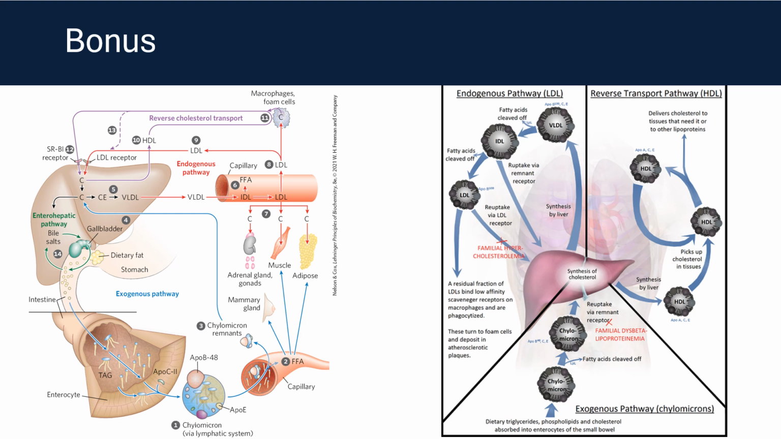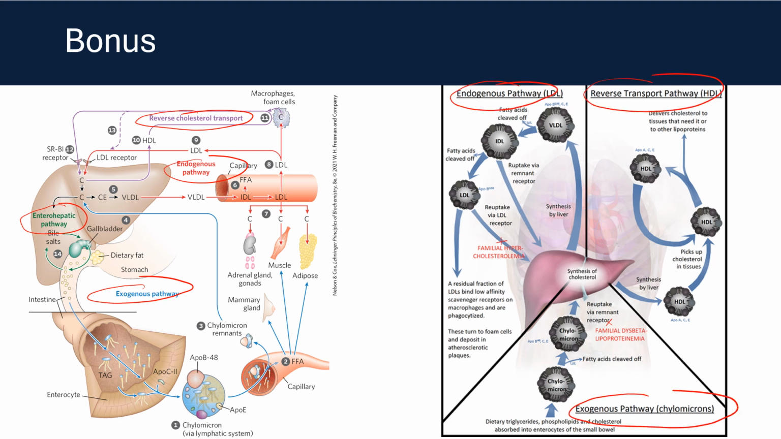So let's leave off here with two bonus visuals that you can study from. The image on the left probably looks familiar. These are the combined exogenous, endogenous, reverse, and enterohepatic pathways all mapped out for you in extreme detail. The figure that's on the right tells a similar story in a more simplified, pared down manner. So I think these will both be helpful when you're studying.